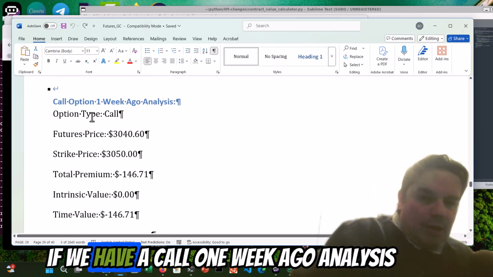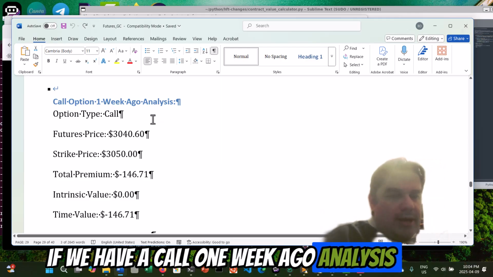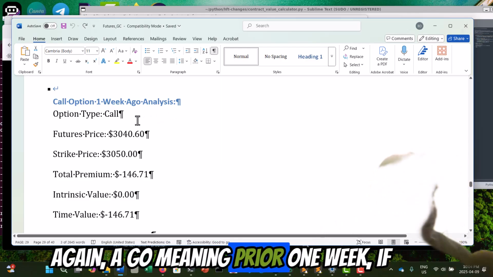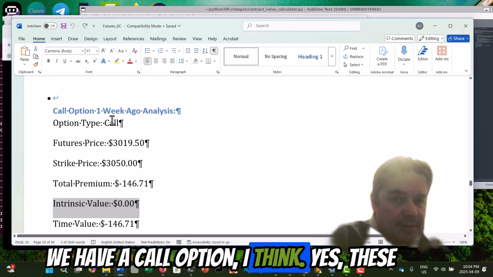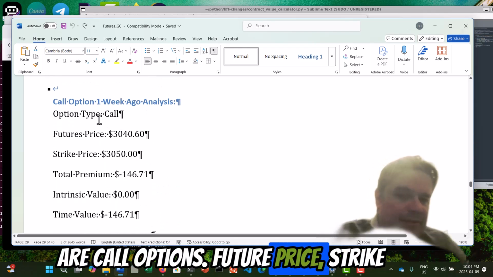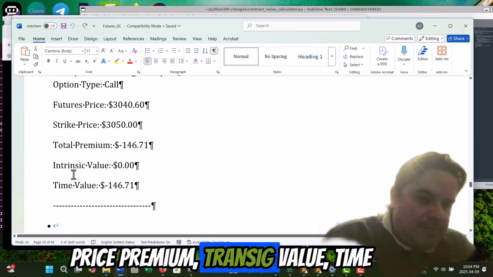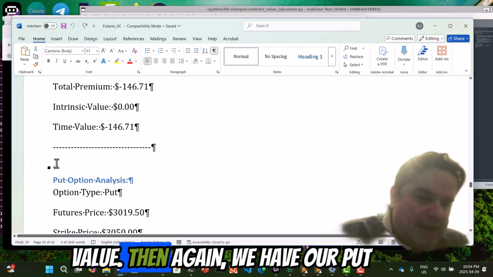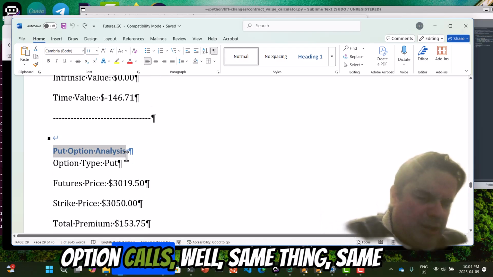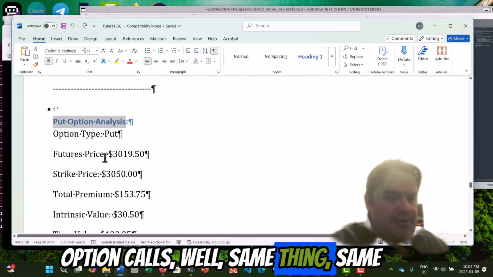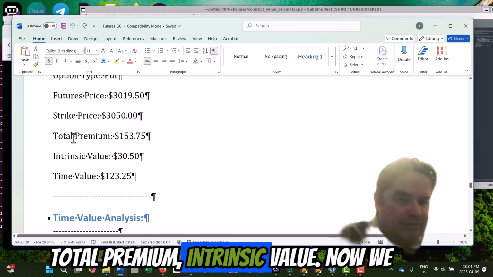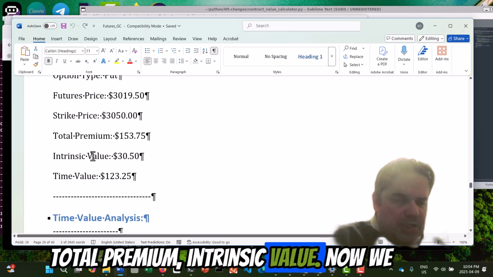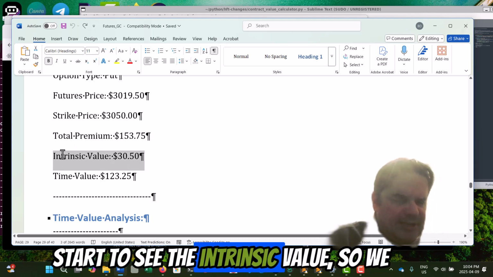So again, if we have a call option from 1 week ago, meaning the prior week, these are call options: future price, strike price, premium, intrinsic value, time value. Then we have our put option as well. Same thing, same parameters: futures price, strike price, total premium, intrinsic value. Now we're starting to see the intrinsic value.